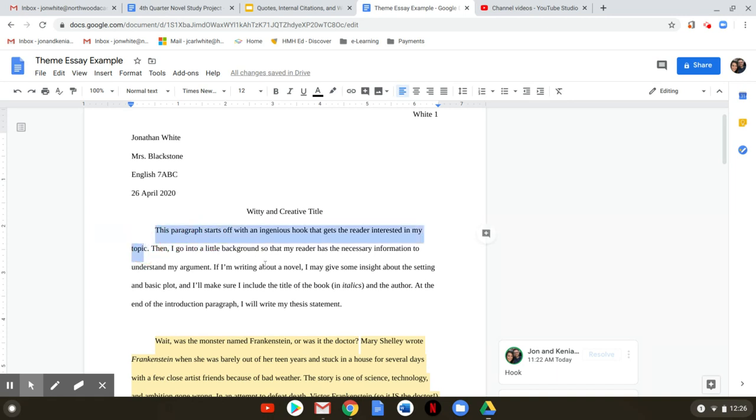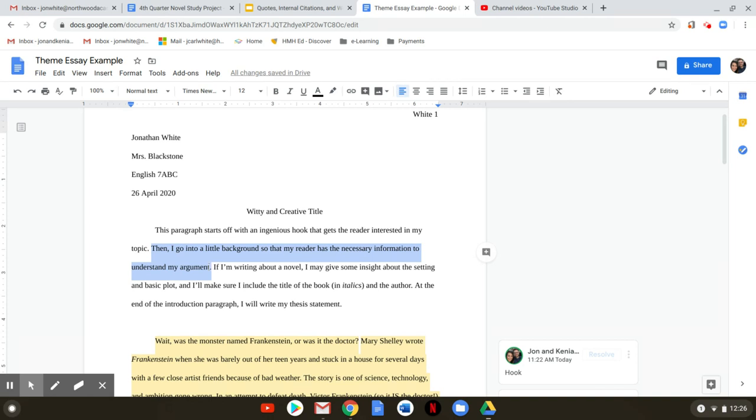It doesn't have to be ingenious, but it does need to generate some interest. And then I'm going to go into some background so my reader has the necessary information to understand my argument. I don't want them to be lost. If a reader gets lost, they're not paying attention to your point. If they're struggling to know what the story is about, they're not even going to be interested in what point you're trying to make. They're just trying to stay afloat and know what's happening.